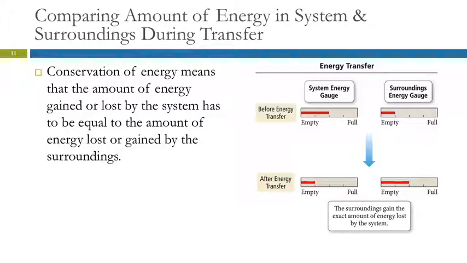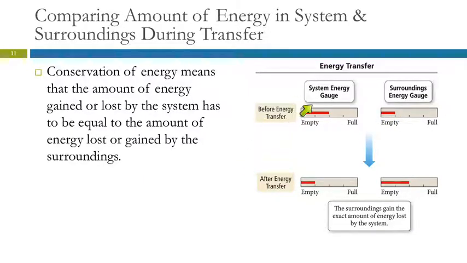So if energy is conserved, that means the amount of energy gained or lost by the system has to be equal to the energy lost or gained by the surroundings. There's no energy bank where you can just go and get extra energy. So here's an example, looking at the system, pretending it has an energy gauge, and we're saying, well, it's half full. The surroundings also having an energy gauge, and we're saying, well, that one's about a quarter full.